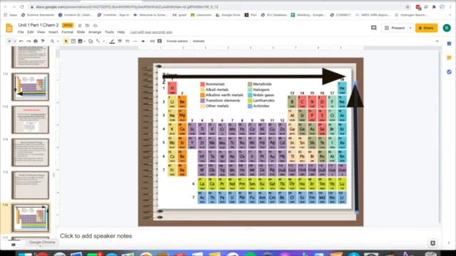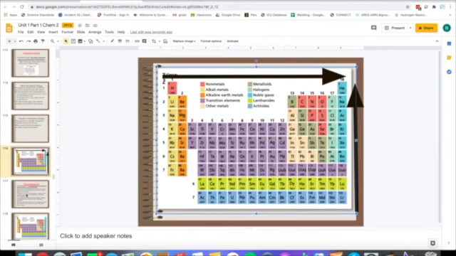Okay, so if we pick two elements, let's say neon and oxygen, neon has the higher ionization energy because it is closer to helium. If we were to look at francium and cesium, cesium is the one closer to this corner, so it has the higher ionization energy.